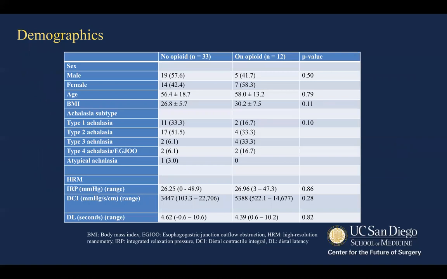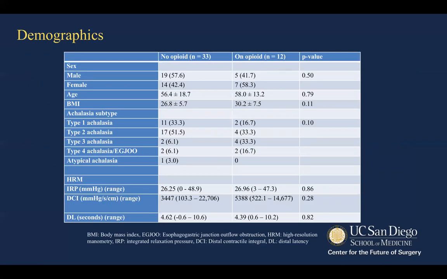A total of 45 patients met our inclusion criteria. Chronic opioid use was noted in 12 of these patients, or 26%, while 33 patients were not on opioid therapy. Demographics between the two groups were similar. Mean age in the non-opioid group was 56, while mean age in the opioid group was 58. BMI tended to be higher in the opioid group, with a mean of 30.2 as compared to 26.8 in the non-opioid group, although significance was not achieved.